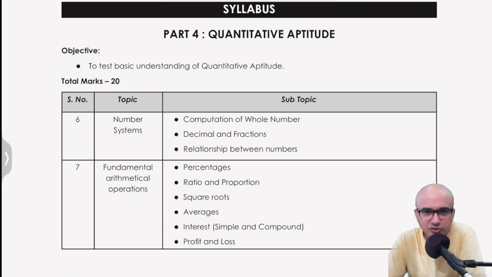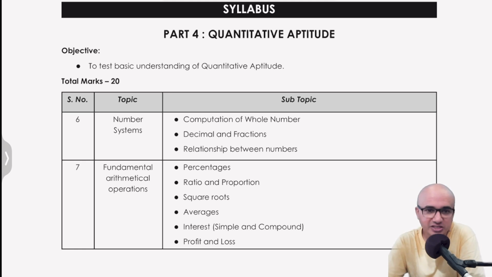Before we proceed with the actual content of the syllabus, let us quickly go through the overview of the syllabus. This is part 4, quantitative aptitude, and the objective as given by the institute is to test the basic understanding of QA and nothing else. That means if you know the basics of this, then you don't have to worry much about this. So they have given us the subtopics contained in each of these lessons. For example, in lesson number 6, which is the number systems, we have the subtopics of computation of a whole number, decimal and fractions, relationship between numbers, as I said, theory.